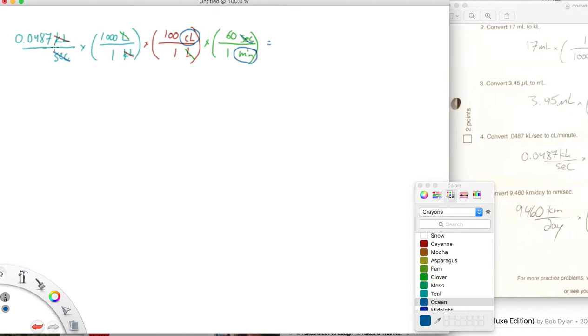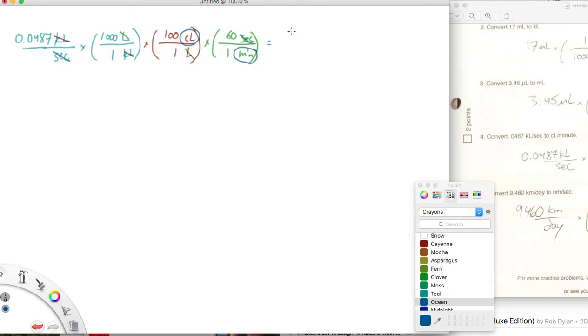Now all I have to do is take this number, multiply it by this quantity, multiply it by this quantity, multiply it by this quantity. Now these are easy quantities to multiply by because there's a number in the top and there's just 1 in the bottom, so it's a fairly easy thing to multiply this by. So just multiply by 1,000, then by 100, then by 60.